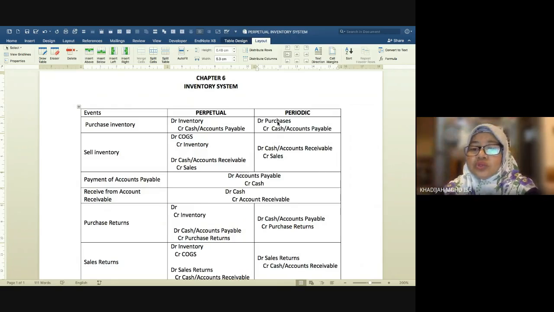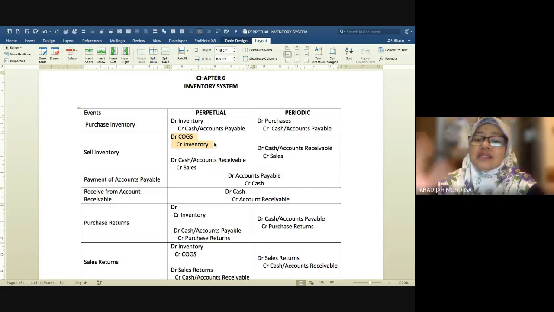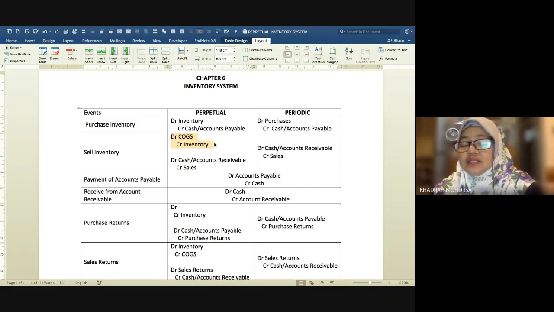When you sell, you sell your inventory, then you debit your cash if you receive cash from your customer, or you create accounts receivable. But again, of course, you have to credit your sales account. So it's similar. It means that under periodic, you don't have this transaction. This one is eliminated because periodic is simpler. They just record your cash or they just record your sales.